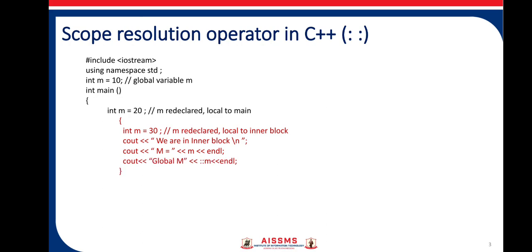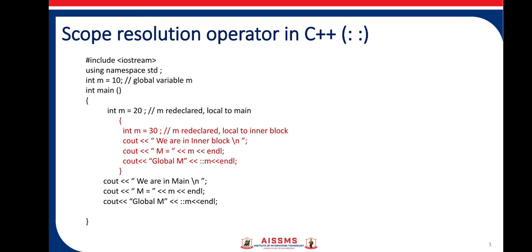Here it will end the inner block in the main. Outside this inner block we again have some statements where we are printing the value of m and global value of m. Now if this program is executed, what values of the variable will get printed? Let us go line by line. Once the compilation starts, it will start from main. The variable is redeclared m equal to 20.